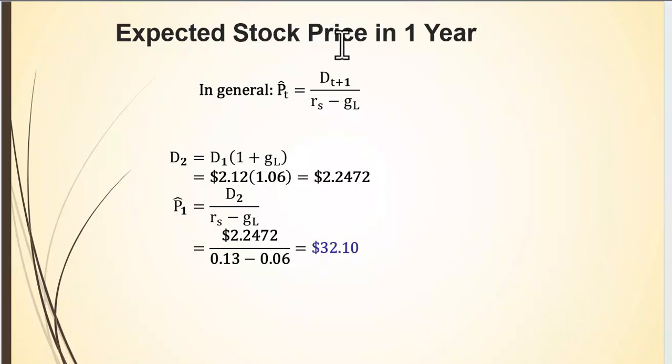So what's the expected stock price in 1 year? Well, what's D2? D2 is D1 times 1 plus the growth rate. Just expanding this formula now, you expect the dividend at the end of year 2, or during year 2, to be $2 and roughly 25 cents. Again, divide that by the difference of required return and the growth rate. The stock price at the end of the first year, we would expect that to be $32.10.